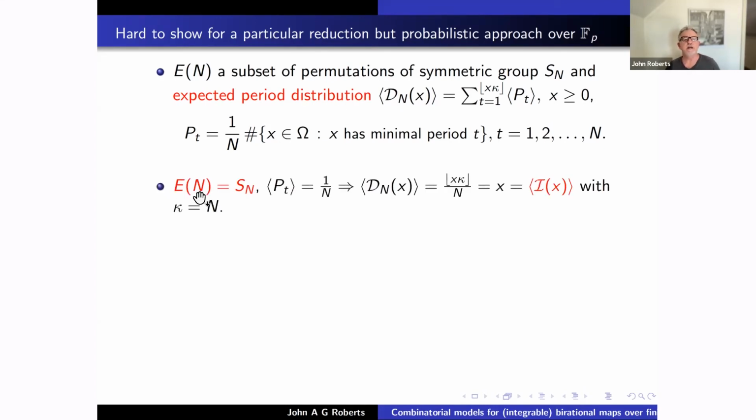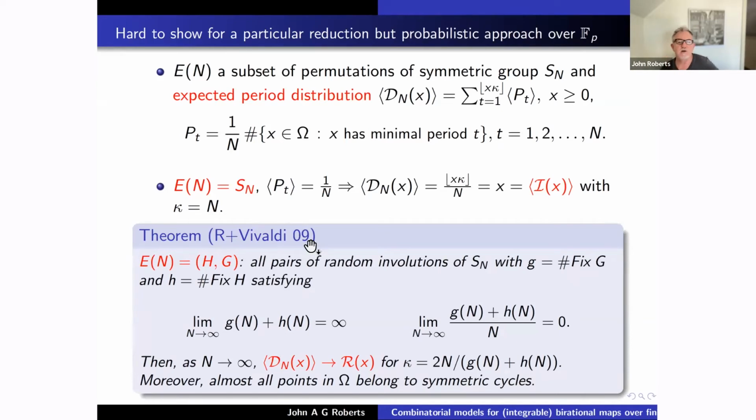And so if I take the whole symmetric group, then it's well known that the probability of getting a period from 1 to n is the same, independent of t, that's 1 on n. And then in expectation, if you go and build this distribution, you get x, which is what we were sort of seeing in that picture before.